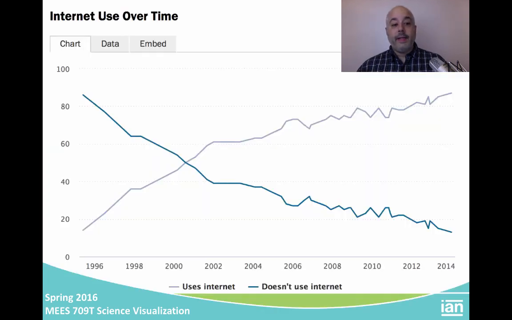You know, we go back to 1996, and today the numbers have almost reversed. Where in 96, about 85% weren't using the internet and 15% were. Today it's really the opposite. About 85% are and about 15% aren't. So, certainly a lot of people are using the web.